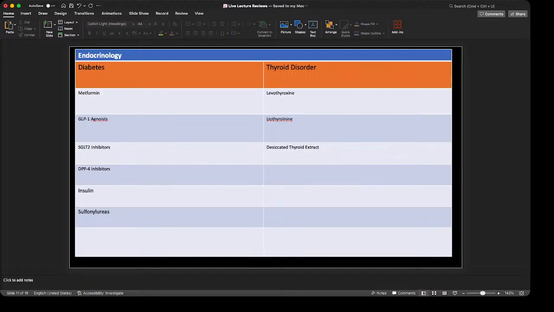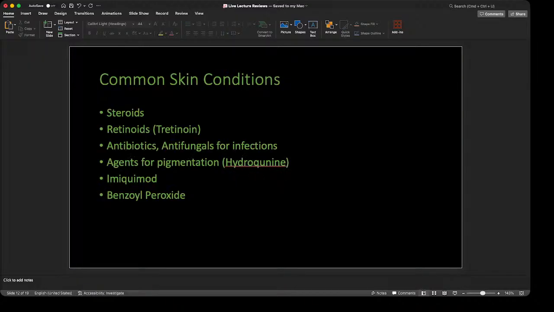And for thyroid disorders like the T4 and T3 parts, levothyroxine, liothyronine, and then the desiccated thyroid extract. So knowing that as well. And then common skin conditions like steroids, retinoids, and all of these other ones on the list.